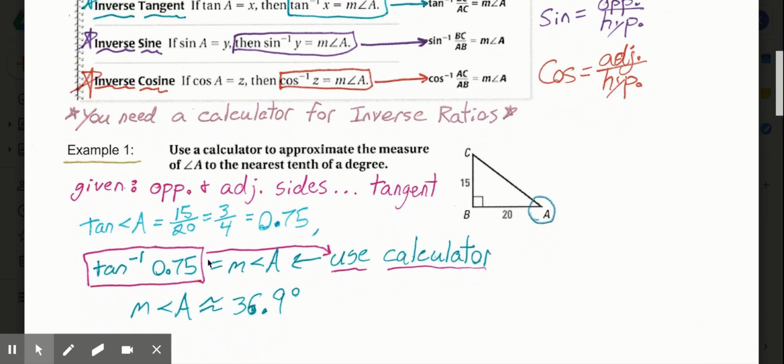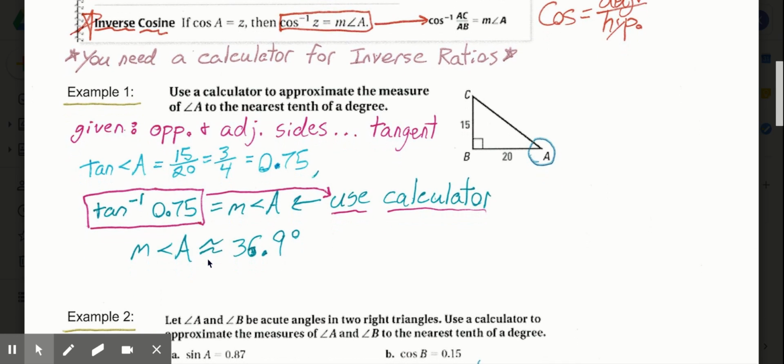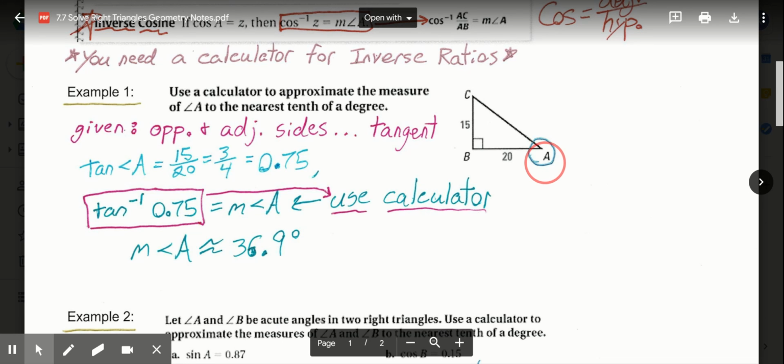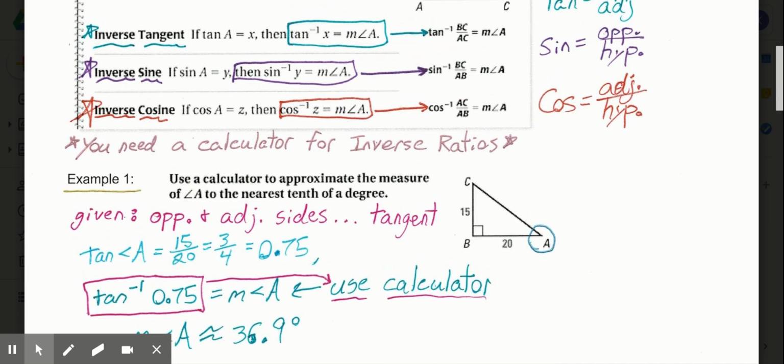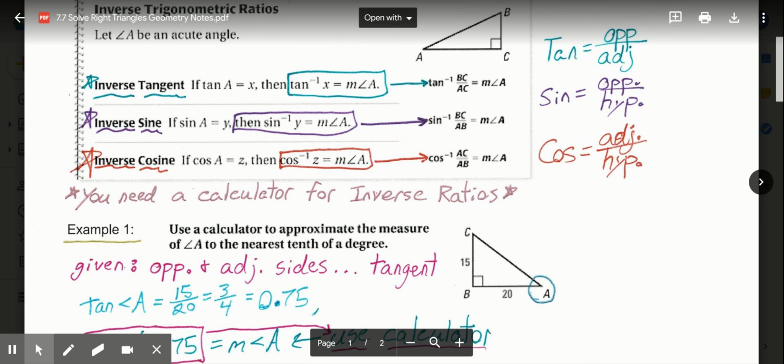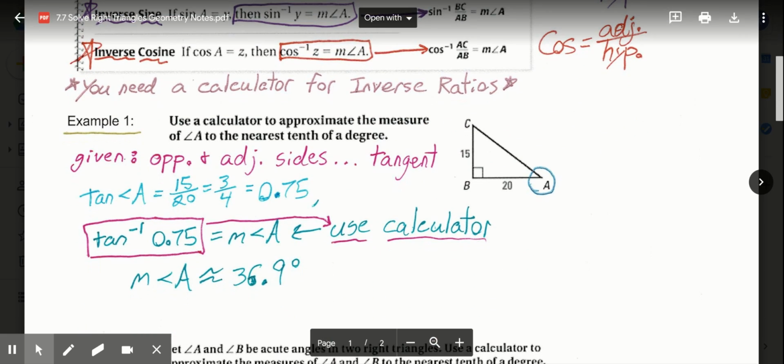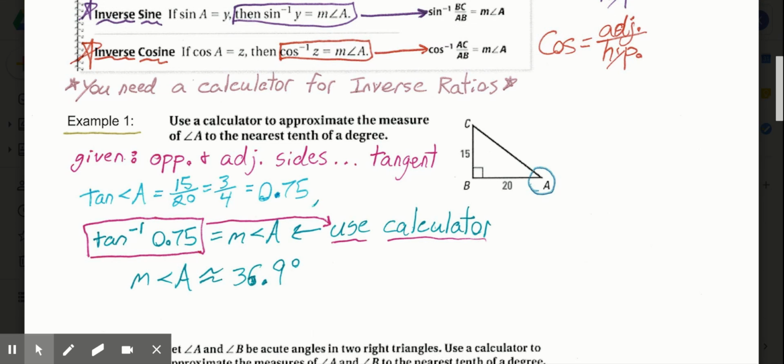So for an example of that, we will look at example 1 here. Use a calculator to approximate the measure of angle A to the nearest tenth of a degree. Looking at this triangle, we were given side BC and side AB. So if we're looking at angle A here, we were given the opposite side and the adjacent side. If I have opposite and adjacent, I'm going to use tangent.